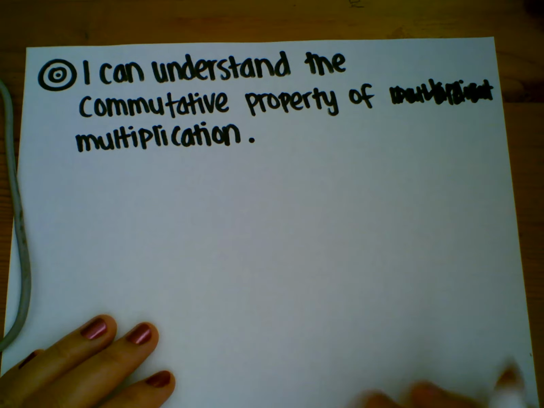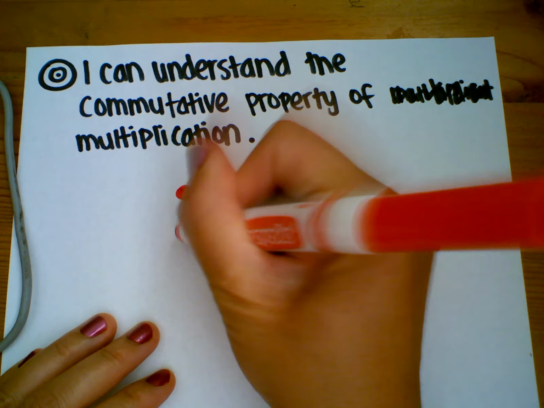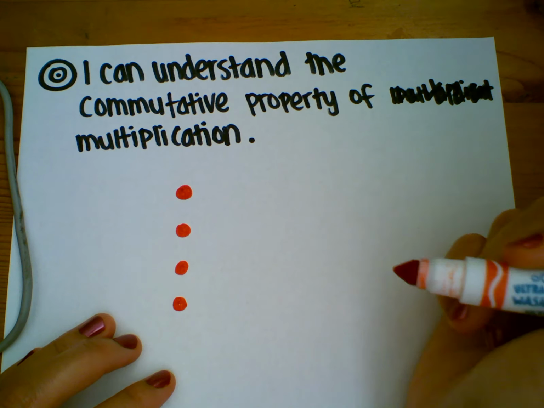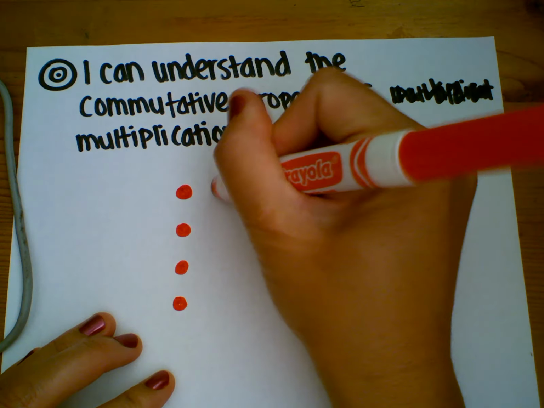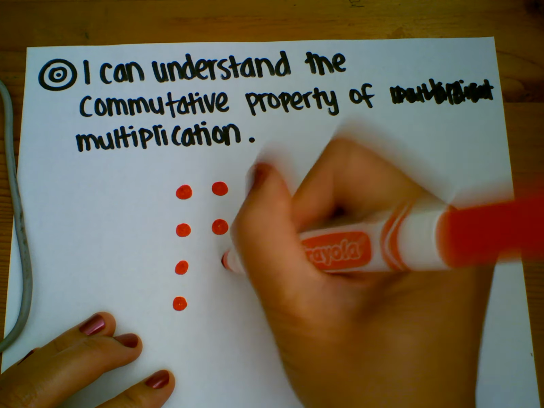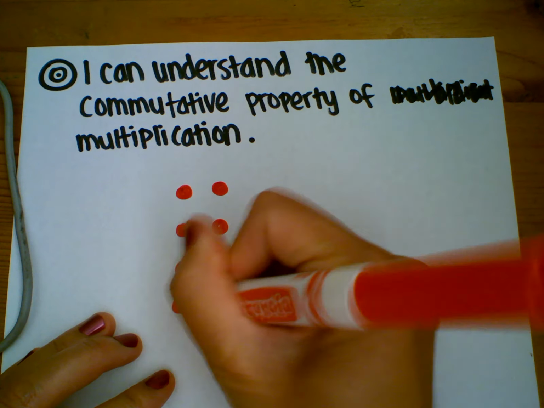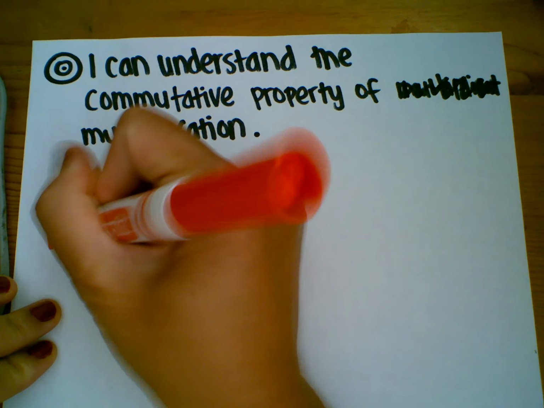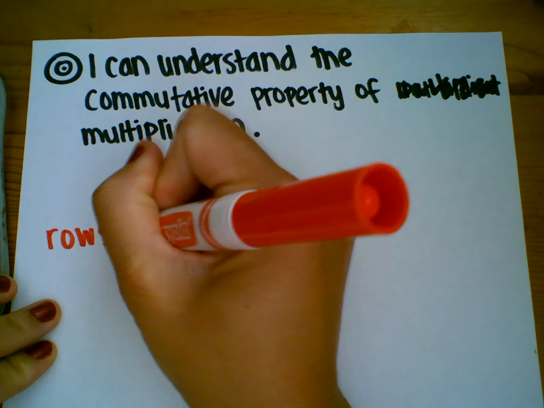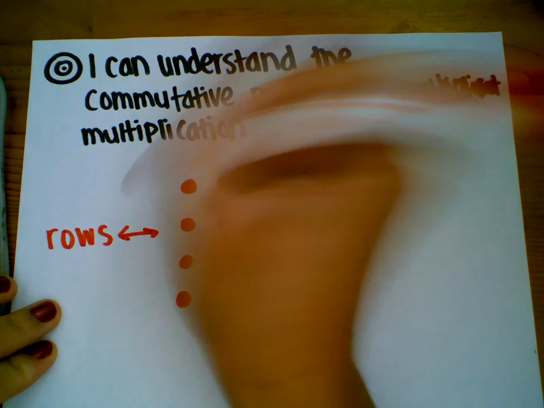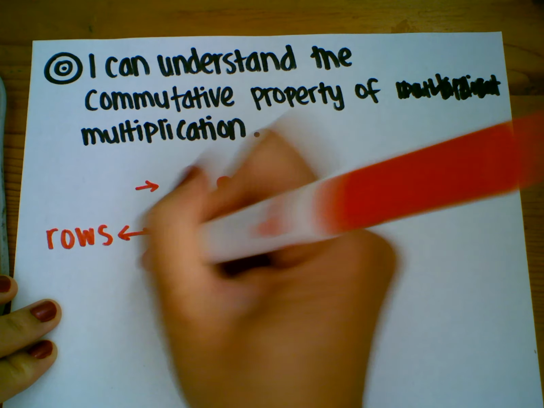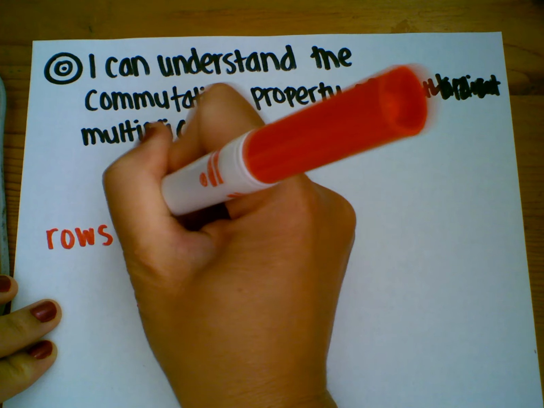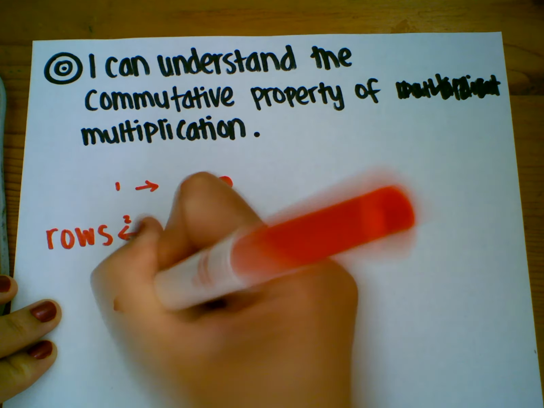And we're going to do 4 rows. And in each row, we're going to have 2 dots. So we're going to have 4 rows and 2 columns. So just a reminder, the rows go left and right. So here you have a row here, a row here, and a row here. So that's row 1, 2, 3, and 4.